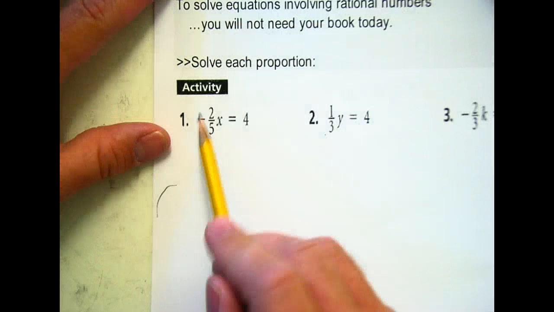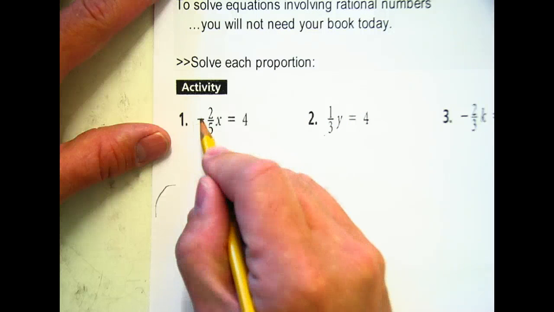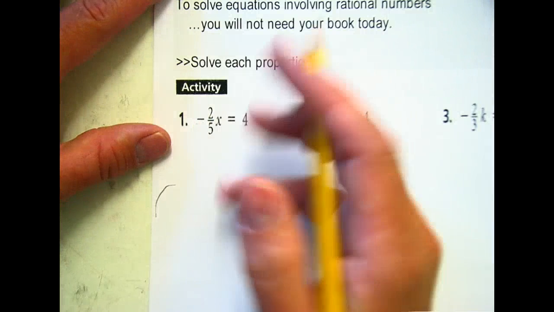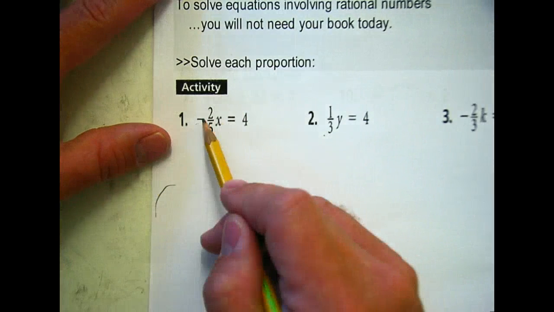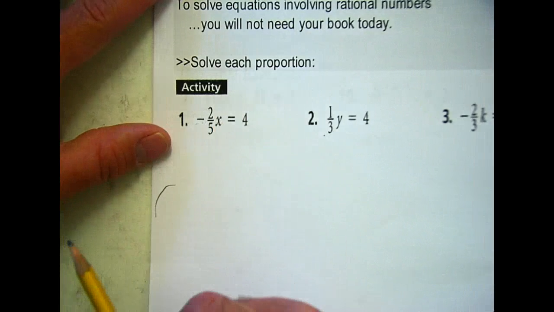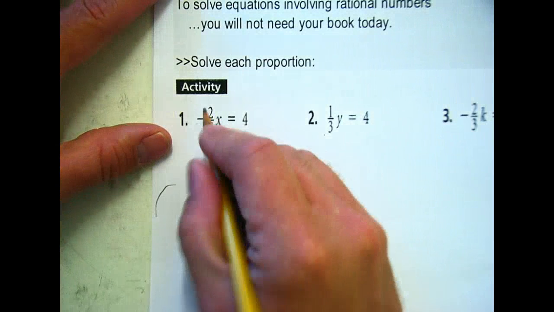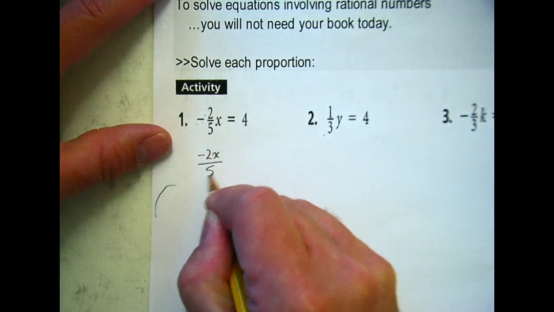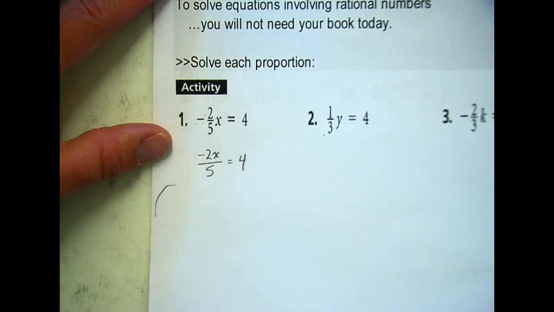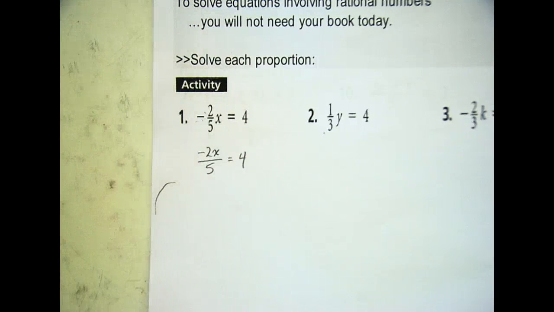So if there's a negative or a variable, first thing we're going to do is place that negative either with the top or the bottom number. Now I quite honestly just prefer to place everything on top. So that means the negative sign and the variable. So what I'm going to do is change this to negative 2 times x all over 5 equals 4. Okay? Can you do that every time? Yeah, you can do that every time.